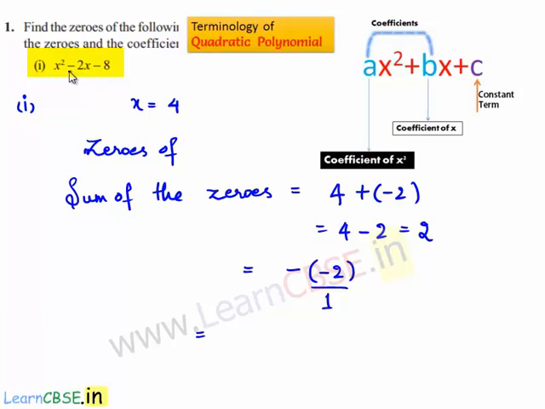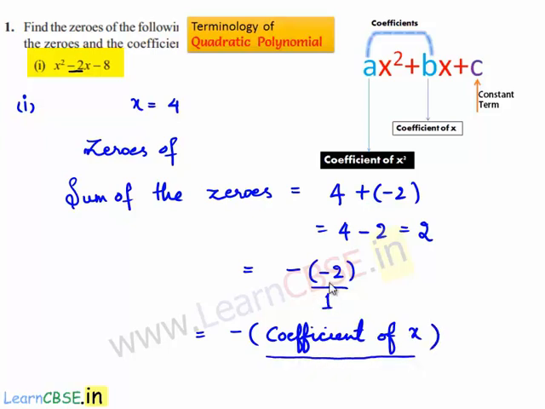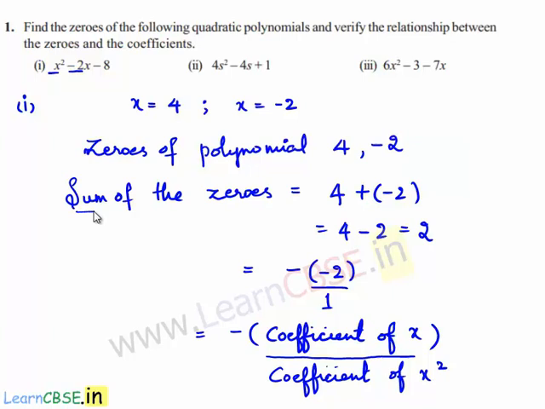So if we observe, minus 2 is nothing but it is coefficient of x, and in the denominator, in place of 1, we can write the coefficient of x square. We can say that the sum of the zeros is equal to negative of coefficient of x divided by coefficient of x square.